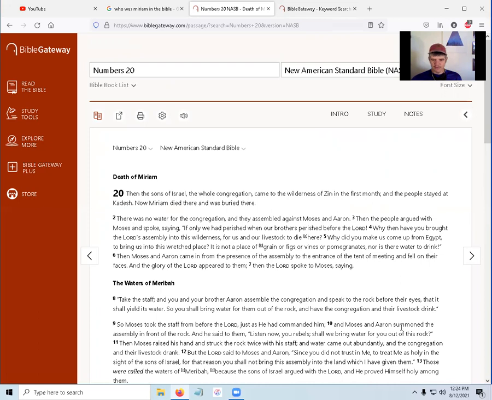Moses and Aaron summoned the people. Moses said, "Listen, you rebels, shall we bring water out of the rock?" Moses raised his hand and he struck the rock twice with his staff. Water came out. The Lord had said to Moses, "Take your staff, you and your brother Aaron, assemble the congregation and speak to the rock before their eyes, that it shall yield water." Then Moses raised his hand and struck the rock.